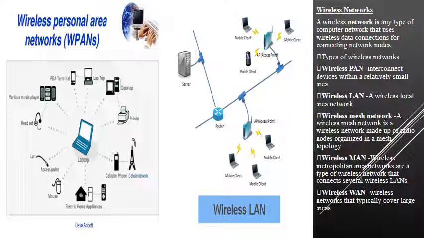Wireless networks. A wireless network is any type of computer network that uses wireless data connections for connecting network nodes. Types of wireless networks. Wireless PAN: interconnects devices within a relatively small area. Wireless LAN: a wireless local area network. Wireless mesh network: a wireless network made up of radio nodes organized in a mesh topology. Wireless MAN: wireless metropolitan area networks are a type of wireless network that connects several wireless LANs. Wireless WAN: wireless networks that typically cover large areas.